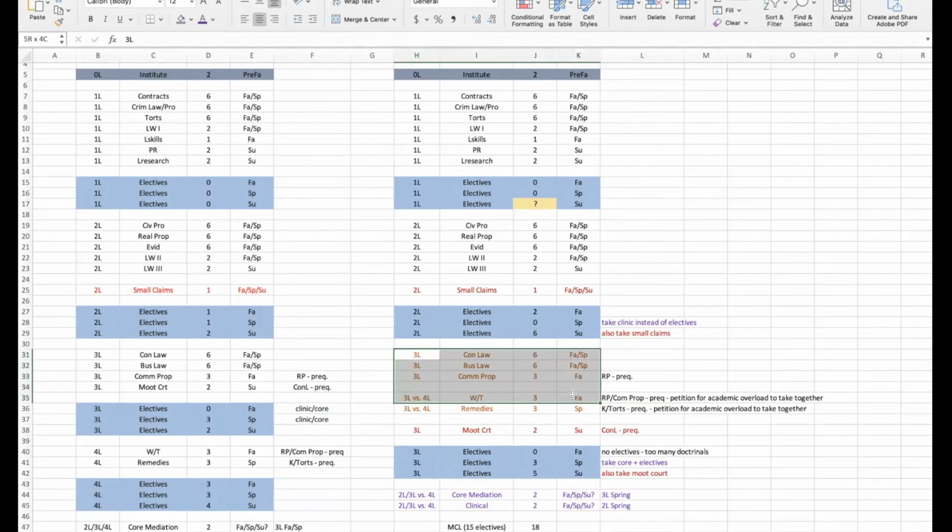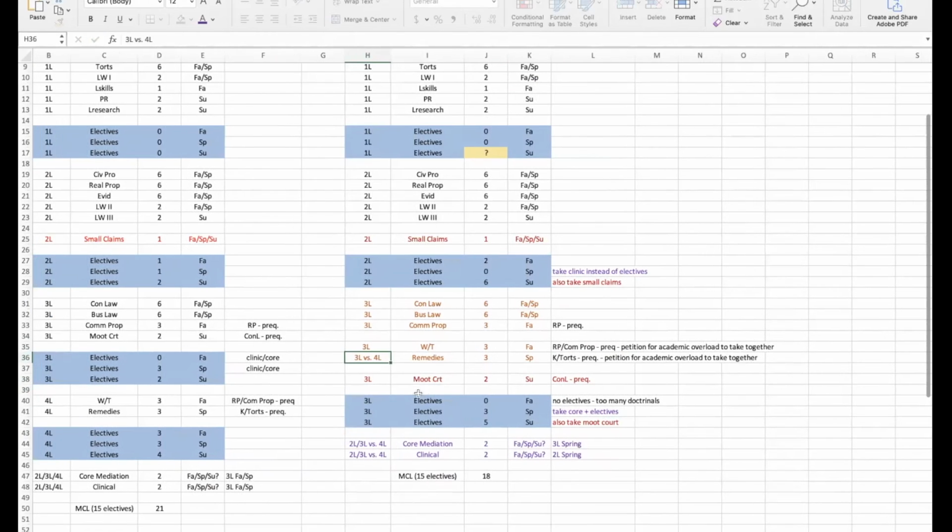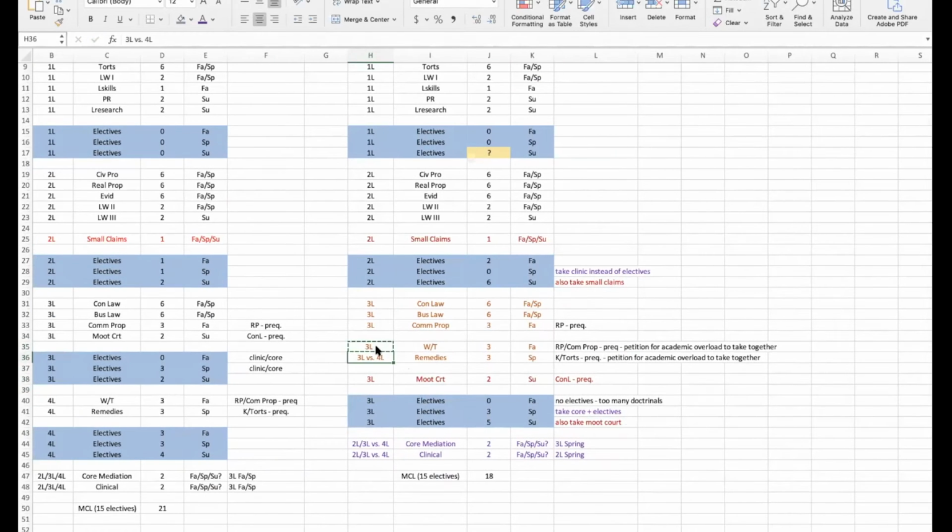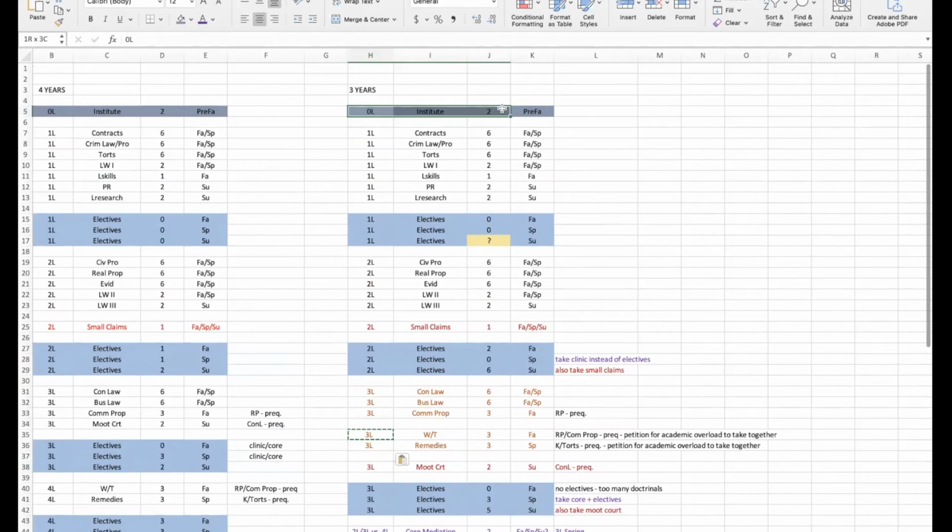Once they understand that they have to score well and that they're going to have to take wills and trusts and remedies as required courses in their 3L year instead of their 4L year, then they're going to ask you questions about their electives. And this is where the blue section becomes really important. So you fill in what they've already done.